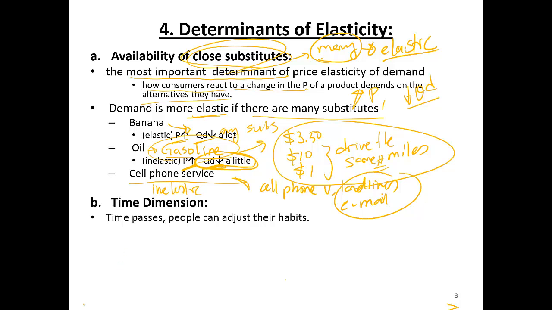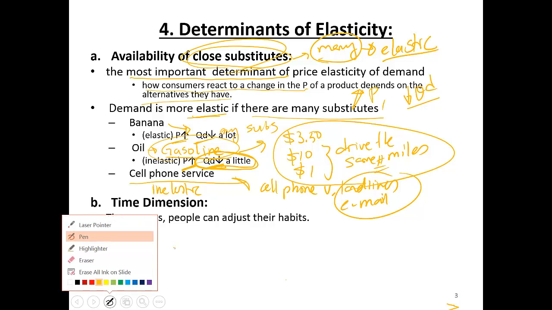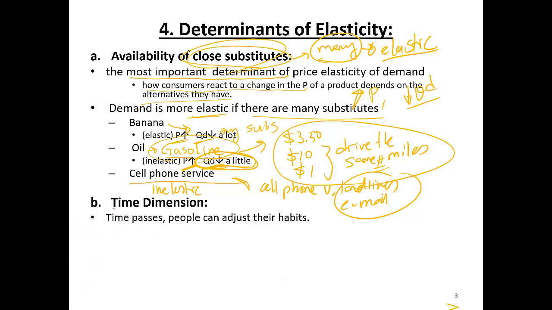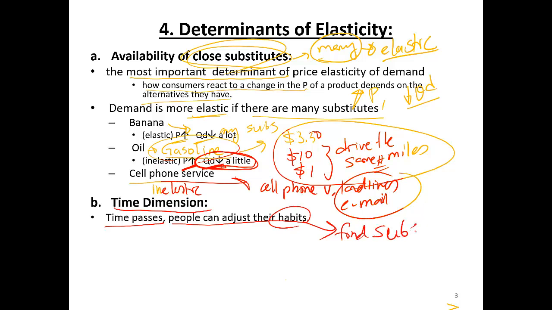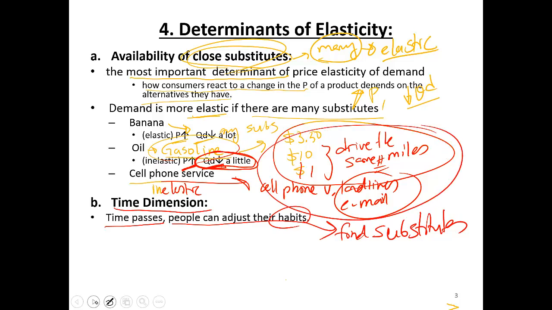The second determinant of elasticity is the time dimension. As time passes, people can adjust their habits, and they can find substitutes.